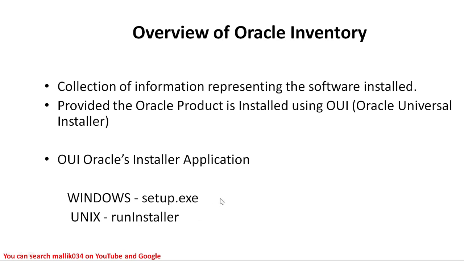These inventories will be created when you install your Oracle home or grid infrastructure home using the run installer, or if you create it in silent mode, or cloning an Oracle home. So these inventories will be copied from the previous Oracle home.